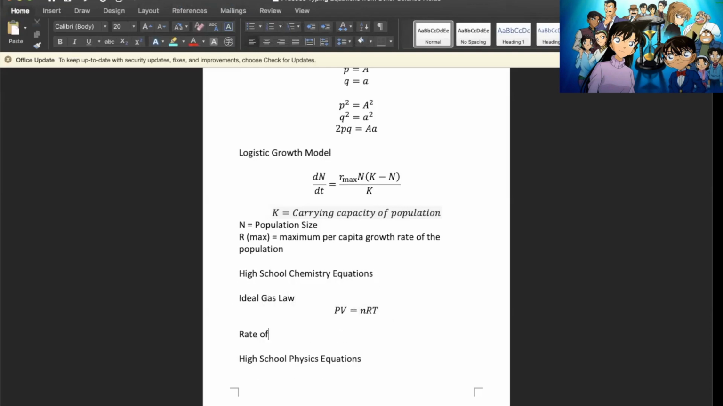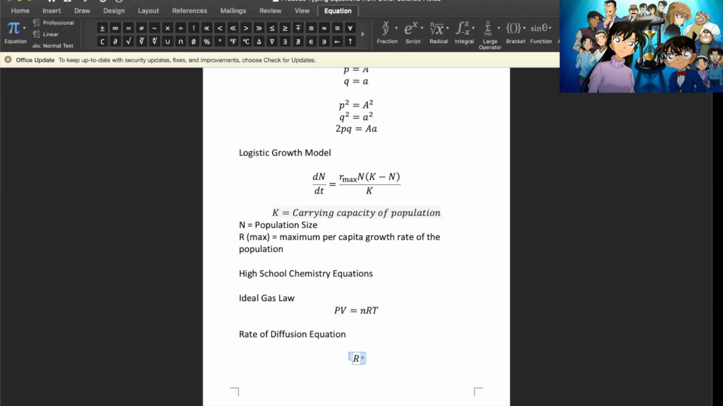Here's another one, the rate of diffusion equation. Again, I'm not a chemist, so I really don't know what's going on here. Rate subscript 1, all this is just a typing exercise for the most part. Rate 1 over rate 2 equals square root of M1 divided by capital M2.